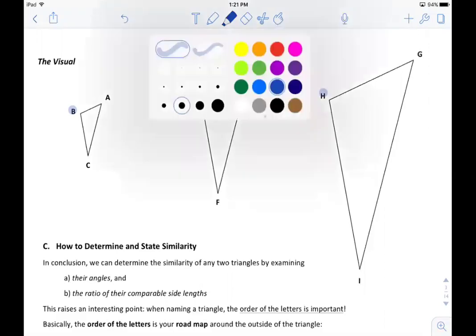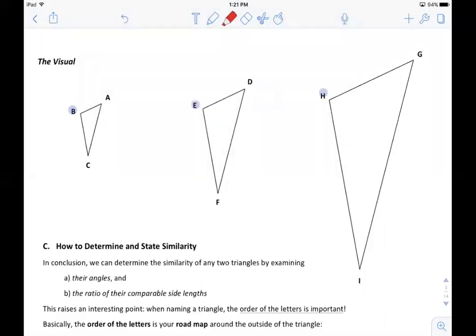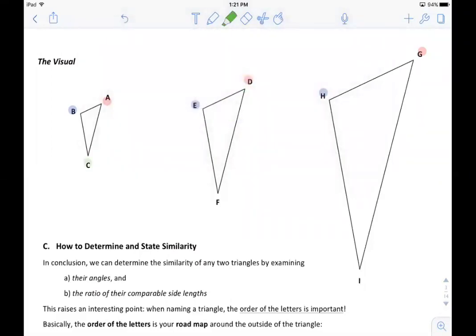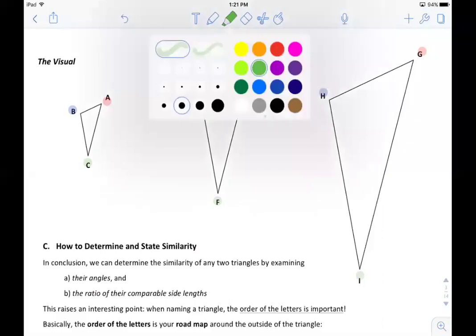If I maybe switch to a different color, let's try and do the same thing with the other angles. So if I look at angle A in the first triangle, it clearly seems to correspond to angle D, which also corresponds to angle G. And when I say correspond, that just means matching up or goes along with. And with a third color now, let's try green. Angle C corresponds to angle F, which also corresponds to angle I in the third and largest triangle. So that's what we mean by these corresponding or matching angles.